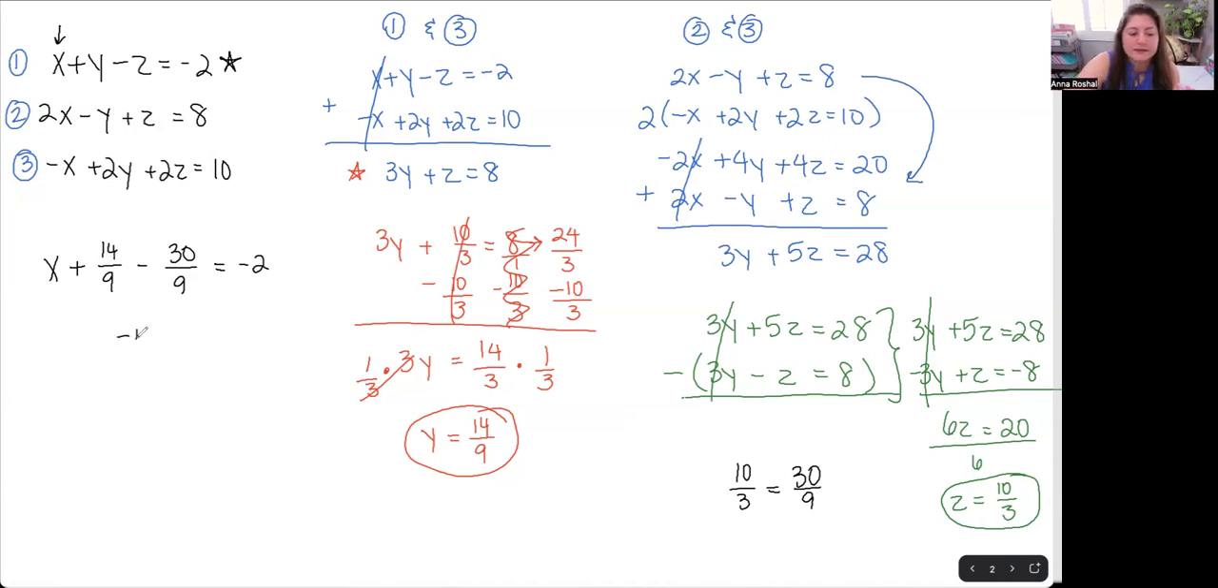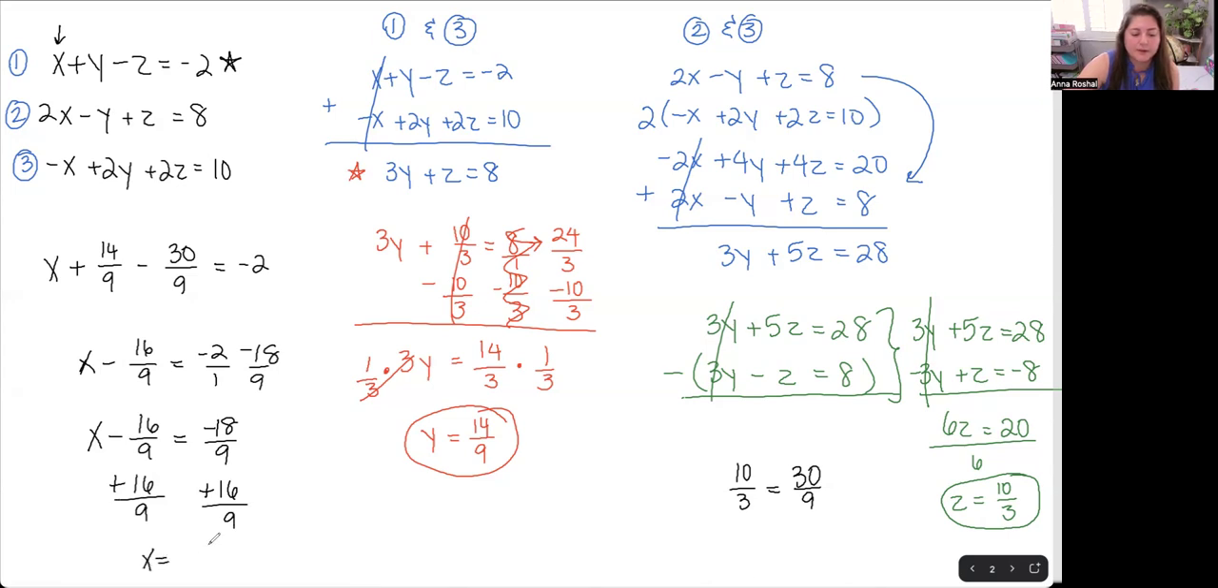So 14 minus 30 is negative 16 over 9, or I guess, actually, let's not do that. Let's do x minus 16 over 9 equals negative 2 over 1. Let's change that to something over 9. So negative 18 over 9. So I'm going to rewrite this like that. And then I can add this 16 over 9 to both sides. So x is negative 2/9.